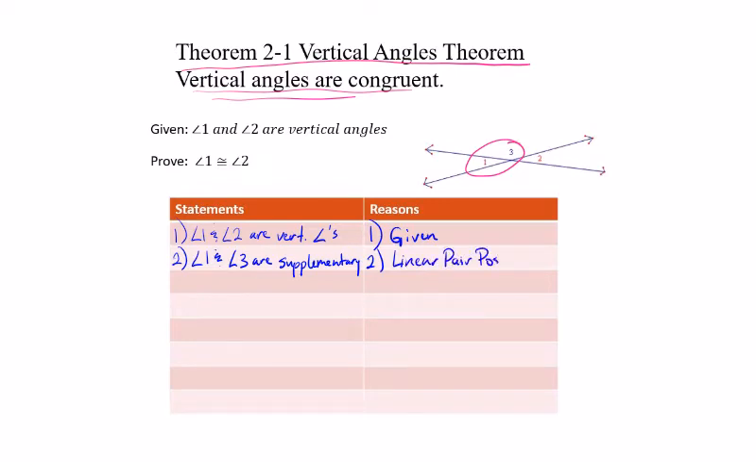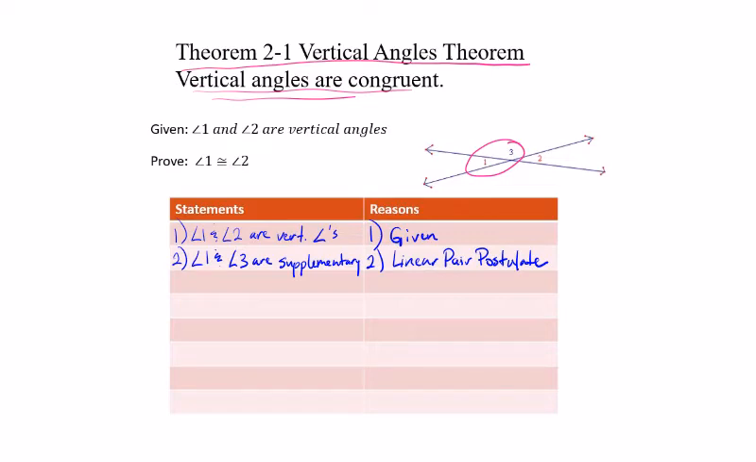But if you forget the name of the postulate, which you'll have on your cards with you, you can just say because angles that form a linear pair are supplementary. You don't necessarily have to name the postulate. You can say what the postulate means, or explain the postulate in words if you forget the name of it.